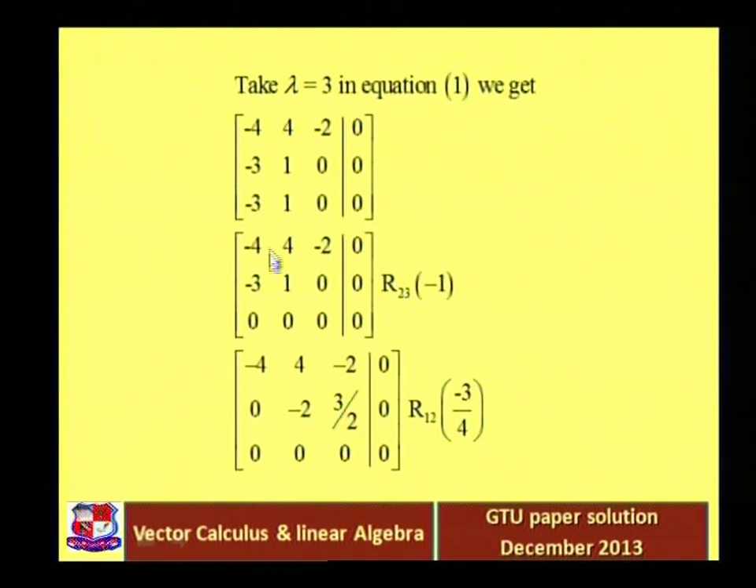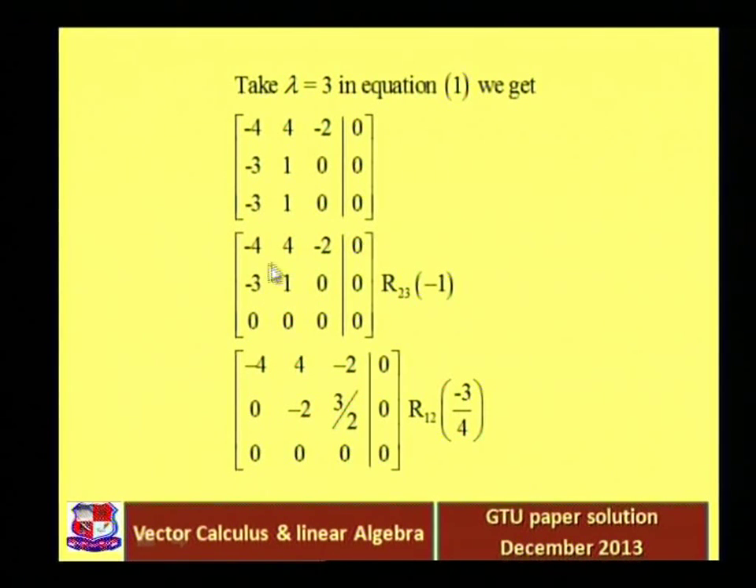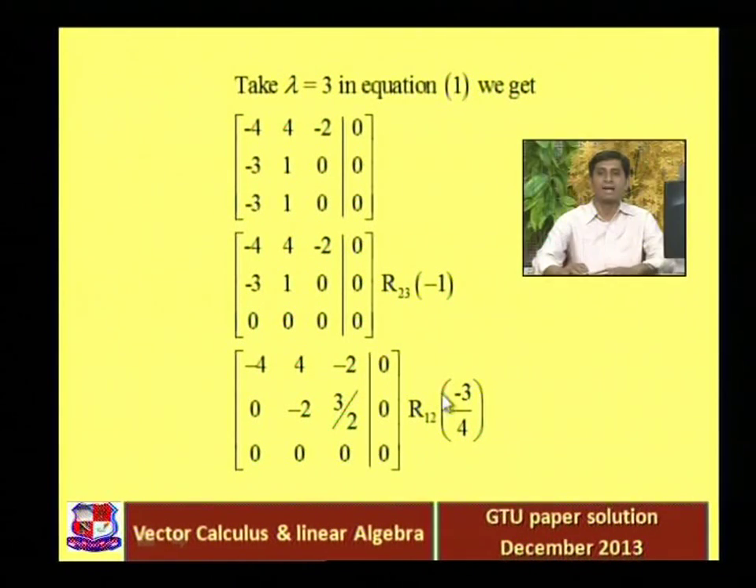Again we have to convert this matrix into a row echelon form. So multiply the second row with -1 and add into the third row. The third row becomes a 0 row, the first and second rows are as they are, and then multiplying the first row with -3/4 and adding into the second row, the second row becomes 0, -2, 3/2, 0, right?